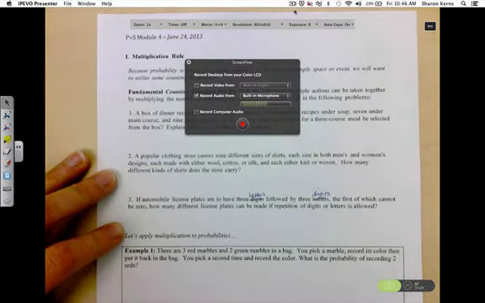Okay, let's start going over multiplication rule. Number one, a box of dinner recipes is partitioned into courses. There are 5 recipes under soup, 7 under main course, and 9 under dessert. How many ways can recipes for a 3-course meal be selected from the box?